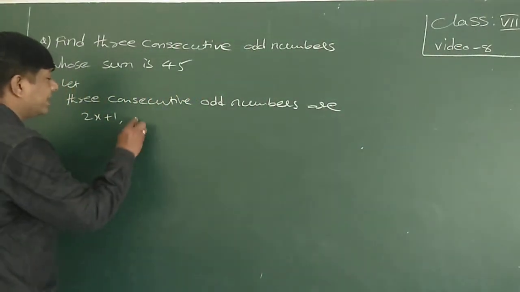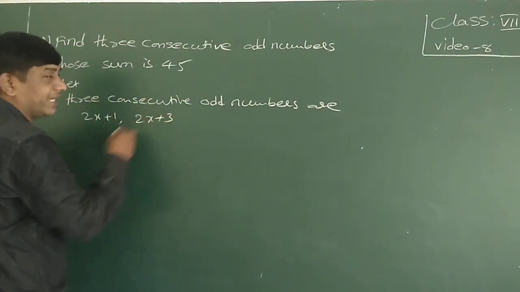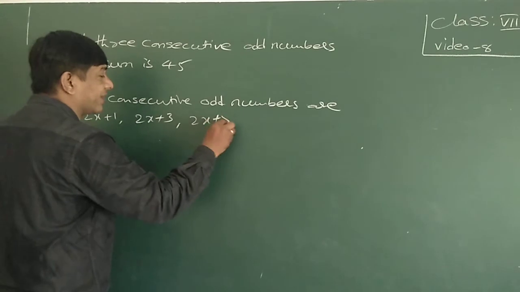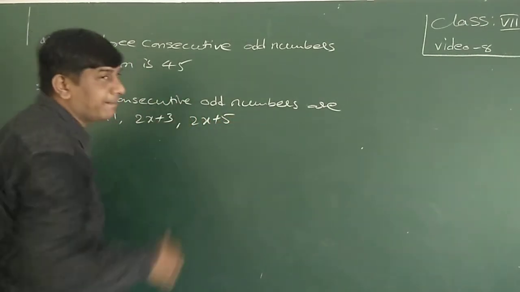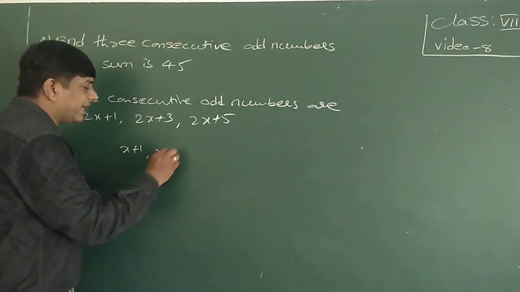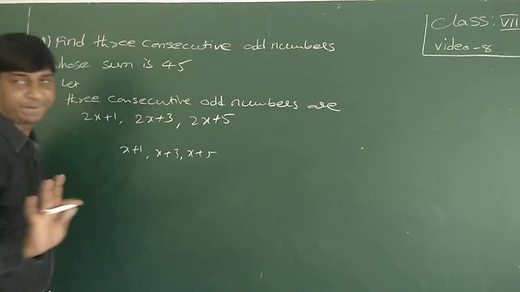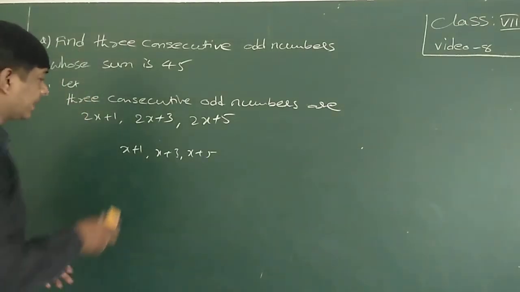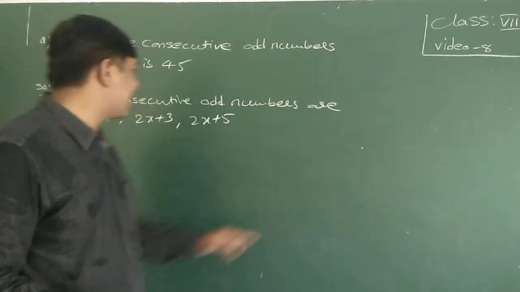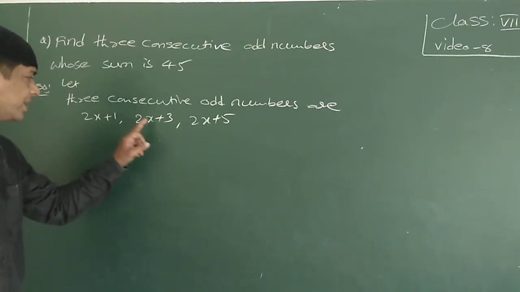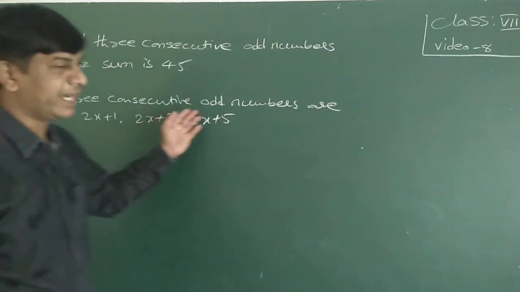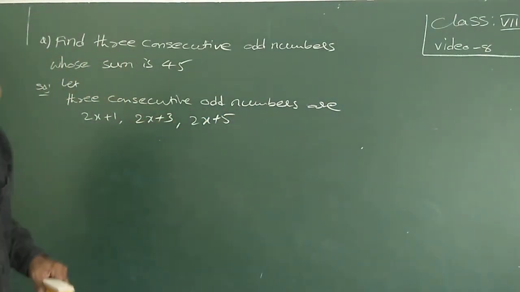So the next odd number is 2x plus 2 plus 1, that is 2x plus 3. The next odd number is 2x plus 3 plus 2, that is 2x plus 5. These are the 3 odd numbers. In case you take x plus 1, x plus 3 and x plus 5, you will get the same answer only. Need not worry. But I am going with the general form. The 3 consecutive odd numbers are 2x plus 1, 2x plus 3 and 2x plus 5.